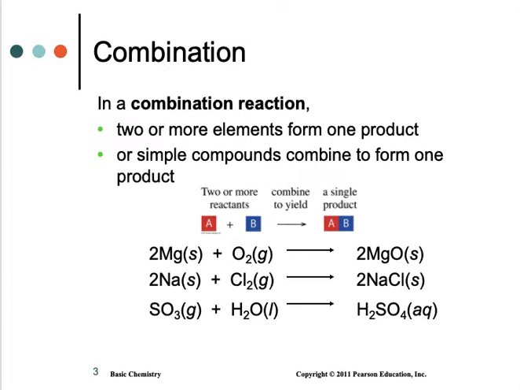Combination reactions, you are making one thing out of two or more things. So on the left, your reactants, there's multiples, but on the right, you're going to have a single product. So here's magnesium plus oxygen gas yields magnesium oxide. Okay, one thing on the right, two things on the left. Sodium metal and chlorine gas come together, makes table salt, sodium chloride. Okay, sulfur trioxide plus water yields sulfuric acid. Okay, so that is a combination reaction.